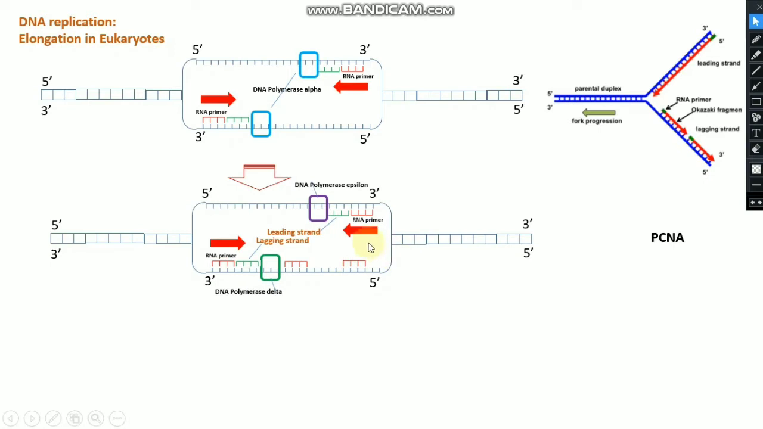As you see in this figure, in the leading strand, the RNA primer is recruited and binds here only once, and then the DNA strand is continuously synthesized. But for the DNA polymerase delta, there is some problem, because multiple RNA primers bind, and short segments of the DNA strand are formed.